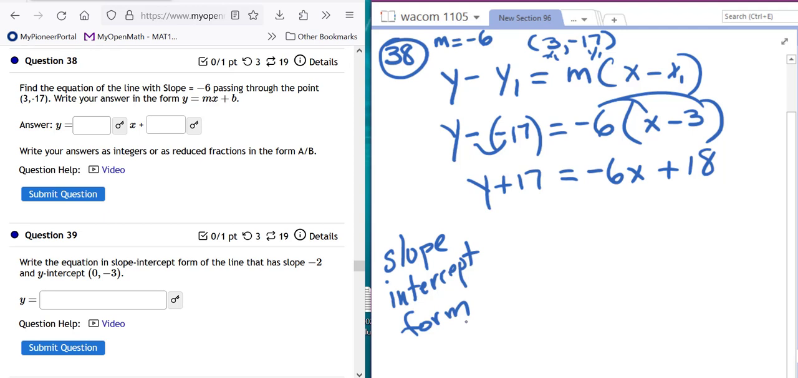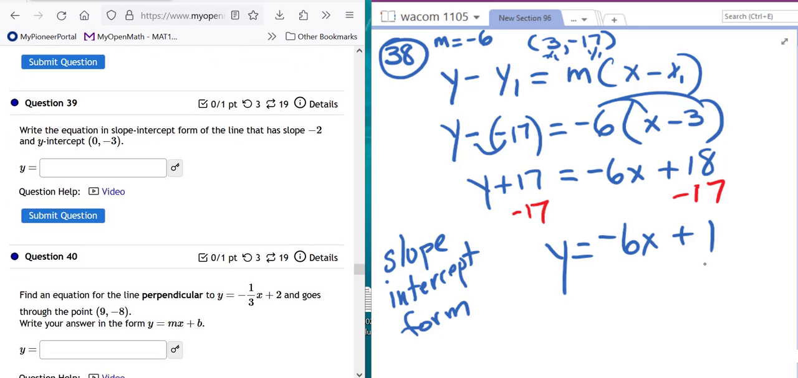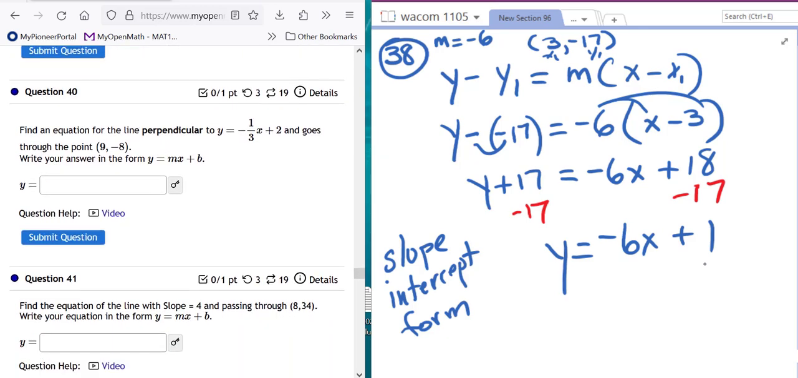So get y by itself. So all we have to do is get rid of this 17, and y will be by itself. So y equals negative 6x plus 1. All right, and they split it up for us. Negative 6, they gave us the x, plus 1. All right, so that's a nice general one of those.